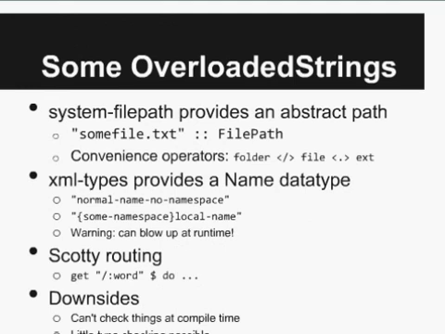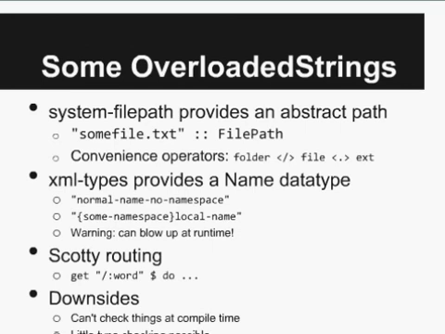All right, so I mentioned that middle category of DSLs was using overloaded strings. I'm not actually going to focus on that too much. I just wanted to give some basic examples. One package that I end up using quite a bit is the system file path package, which provides an abstract data type for representing paths. So instead of just dealing with paths as a string, we actually have some data type that hides that information.